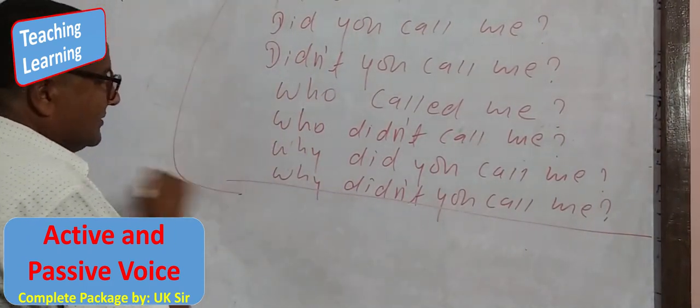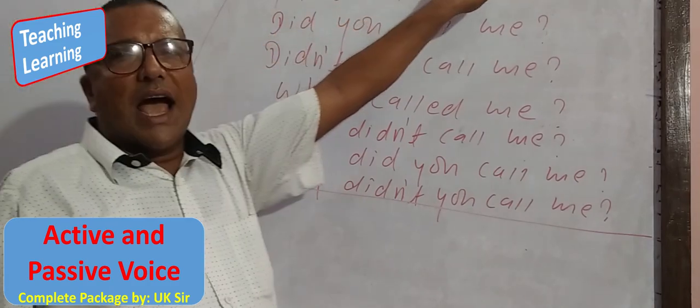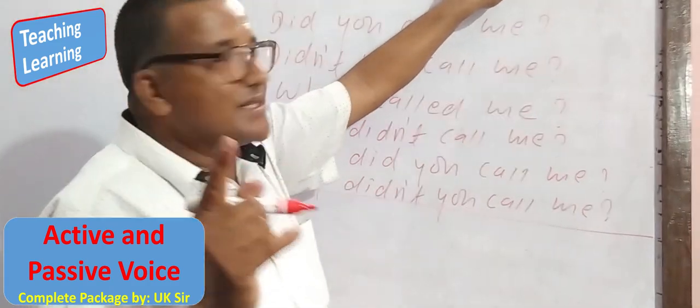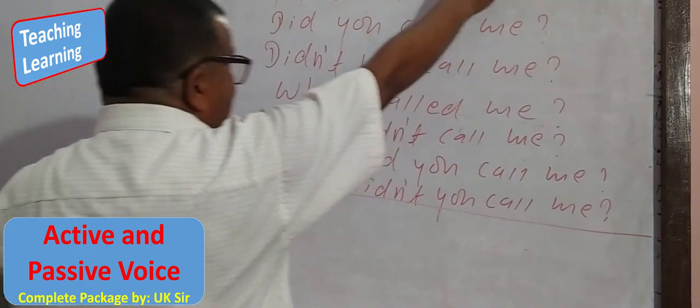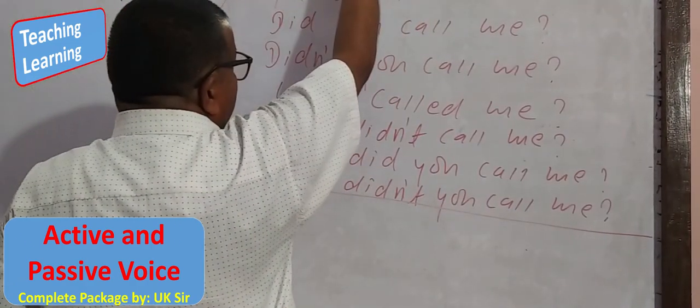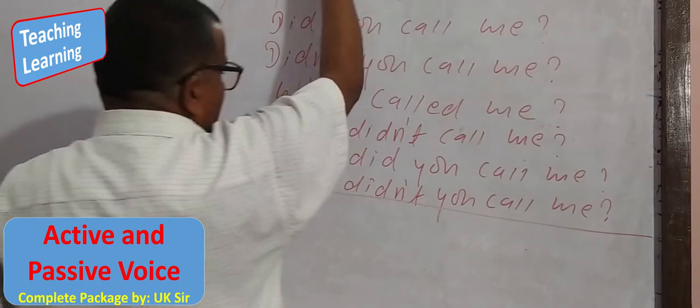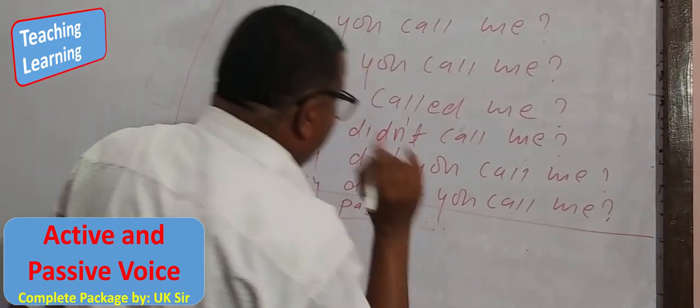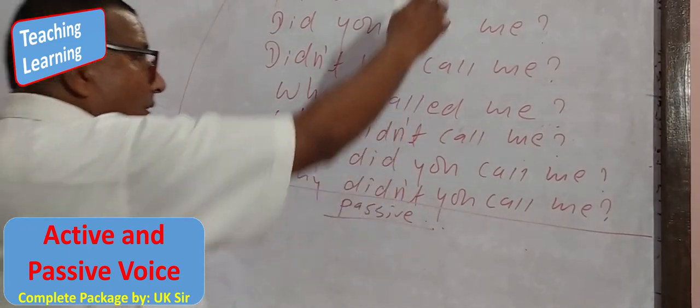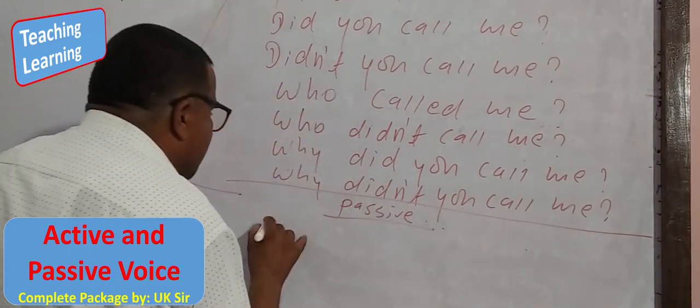Listen here. You call me. Today I talk to you about important things. You call me. At first we have to change it to the passive. This is the active. In the passive, the object is used as the subject.